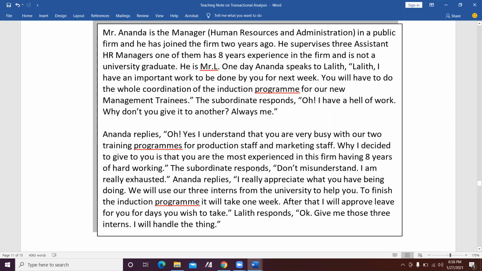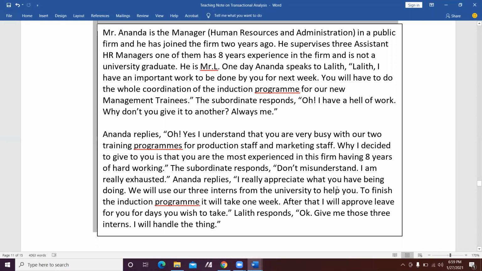Right. Then the subordinate response. Earlier Lalit got the parent ego. Now Lalit got the adult ego from his boss. Now the response changed from Lalit: don't misunderstand, I am really exhausted. This is an adult type response, or a response deriving from the adult ego.